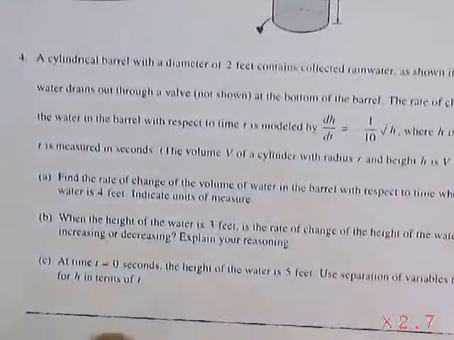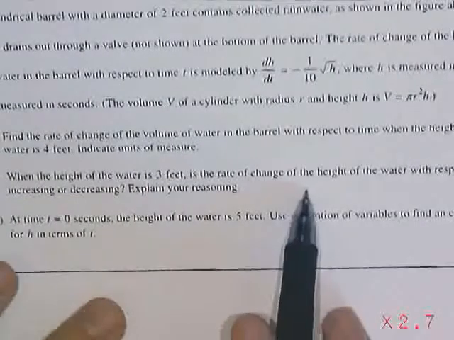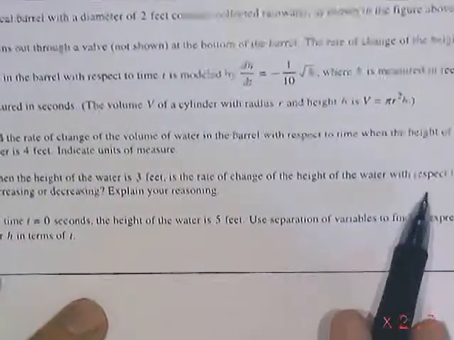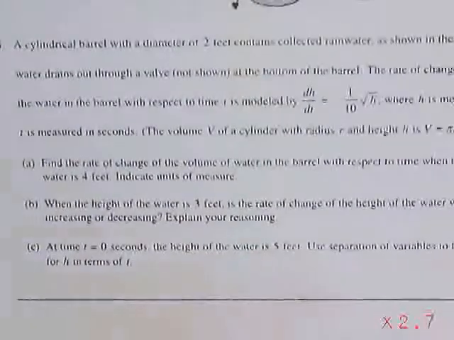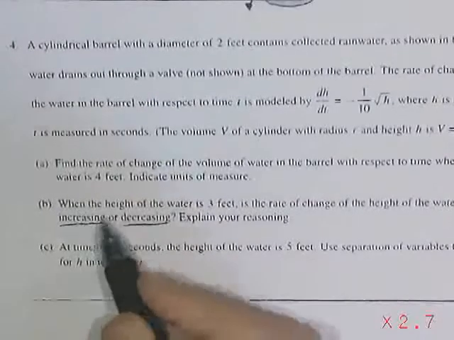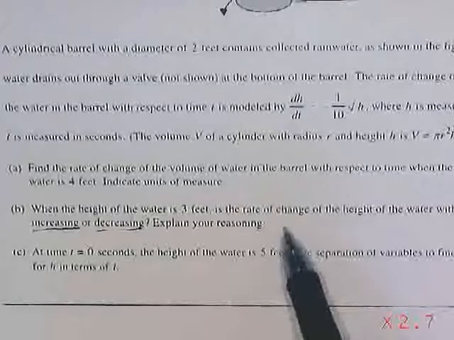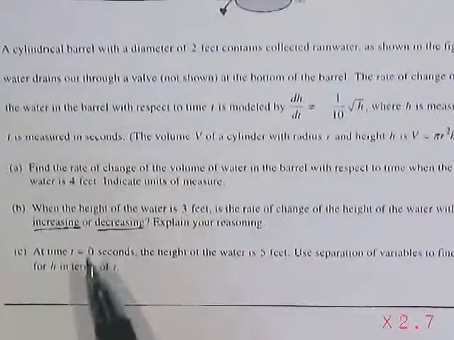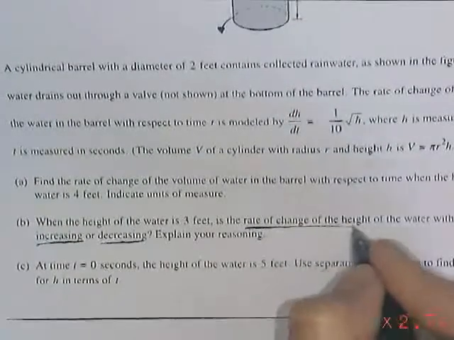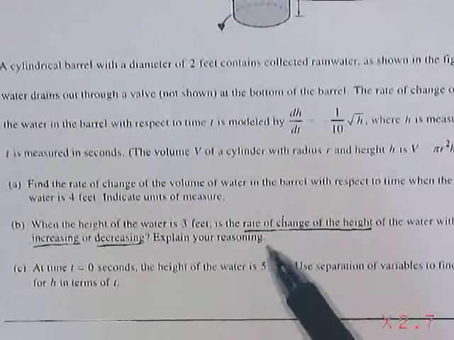When the height of the water is 3 feet, is the rate of change of the height of the water with respect to time increasing or decreasing? Explain your reasoning. I see the words increasing and decreasing, and I'm thinking derivative. The question is, derivative of what? Well, is the rate of change increasing or decreasing? Is the rate of change of the height, is dh/dt, increasing or decreasing?